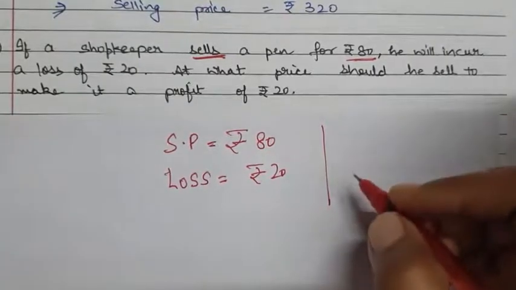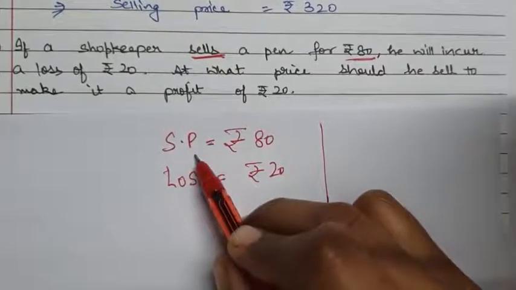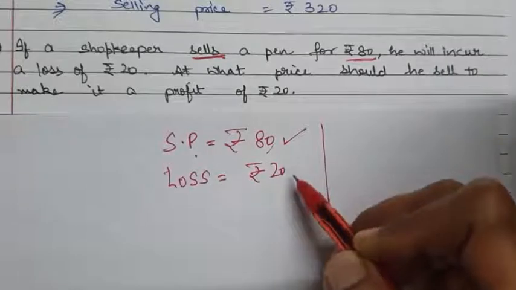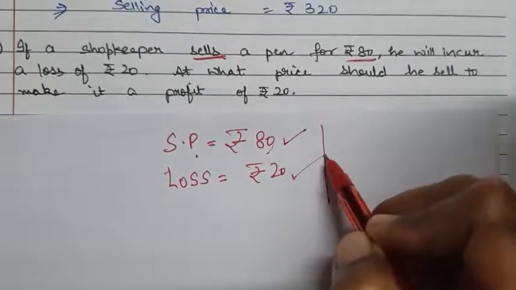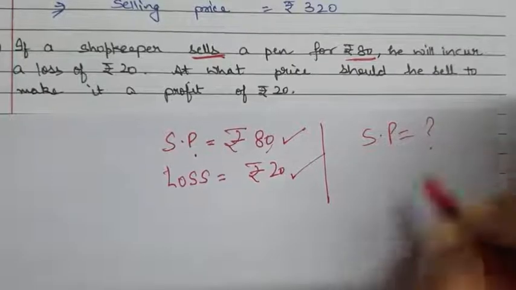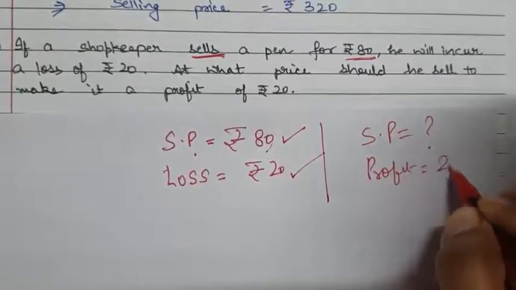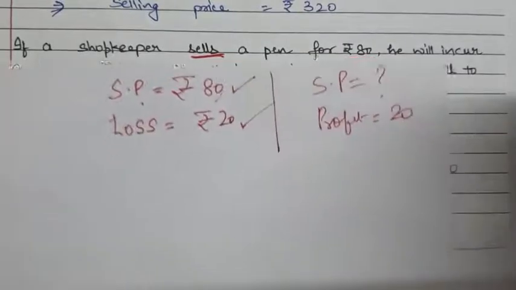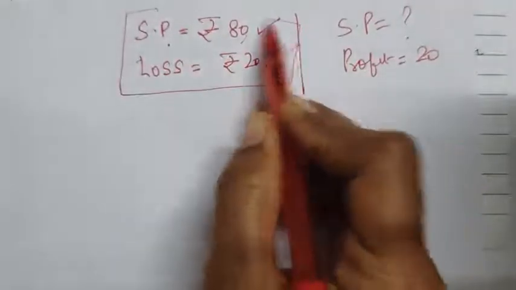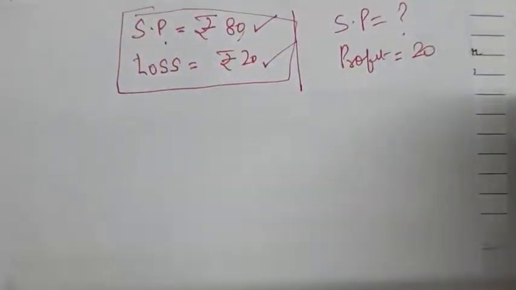Means there are 2 cases now. In the first case, it is given that selling price is rupees 80, then he will be having loss. Now what will be the selling price to make a profit of rupees 20? Clear? So now, first of all, in first case, we will find the cost price.